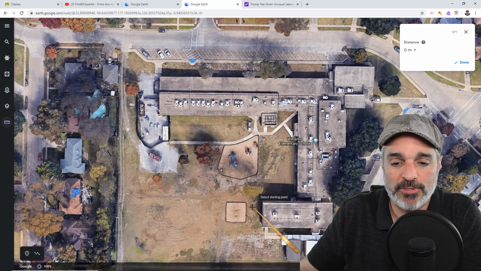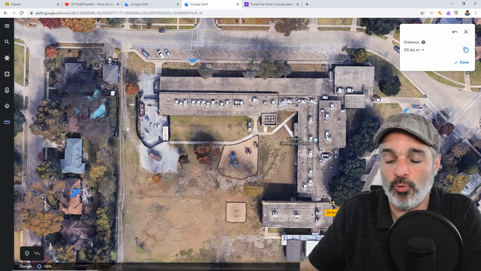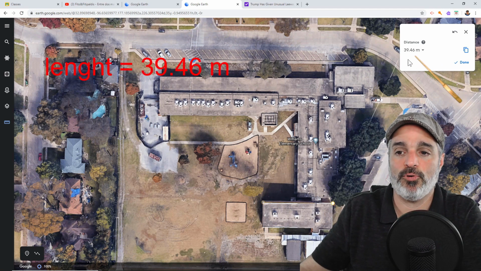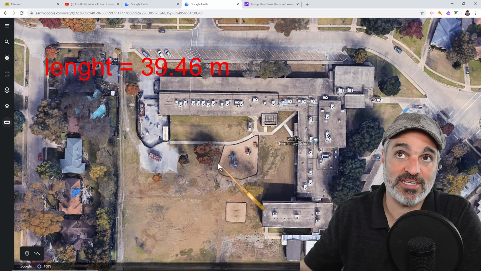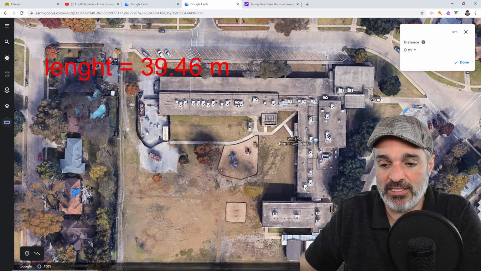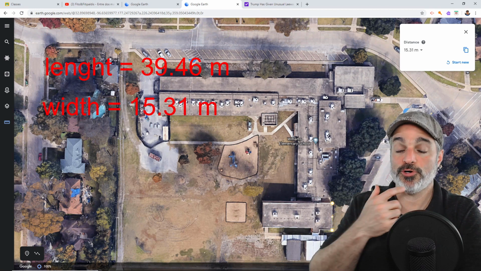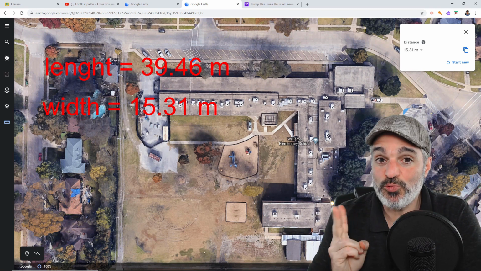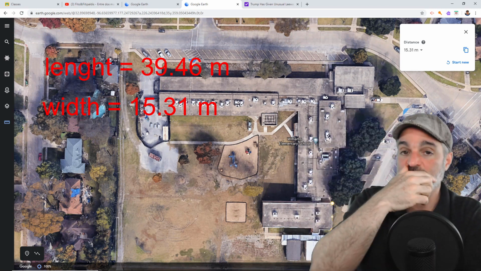Okay, so what I'm gonna do is I'm gonna stand in this corner and I'm gonna measure from here to here, and it says 39.46. You can see it right here, 39.46 meters, or 39 and 46 hundredths. So that's your first measurement, right? And now I'm gonna take the next measurement from here to here, and it is 15.31 meters. Okay, so write those two numbers, and with those two numbers, you're gonna calculate the perimeter of our gym building, and you're gonna put it in the comment section.